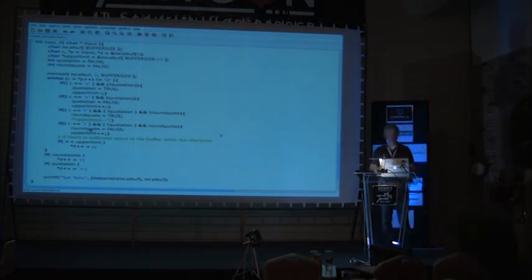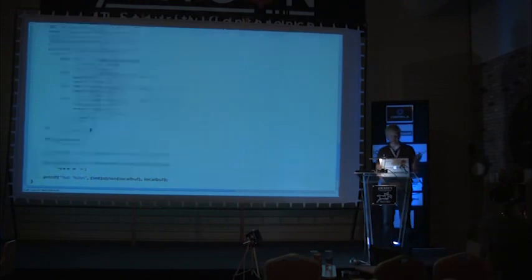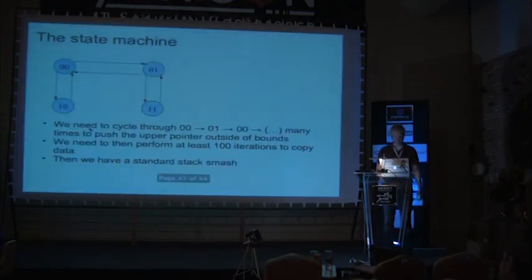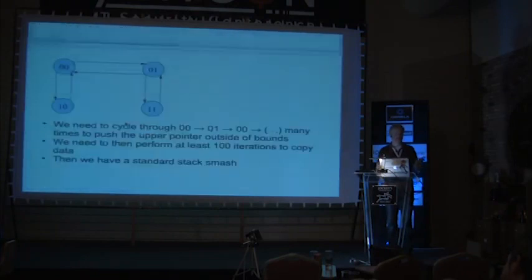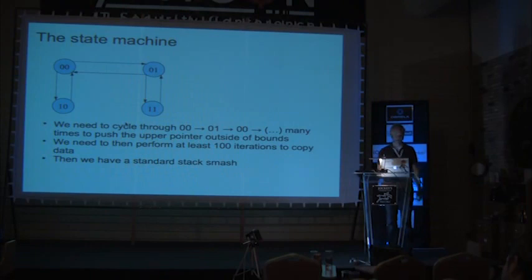Now, the trouble is that, if you plot this as a state machine, it's actually a very, very simple state machine. There's 4 states to this only. You've got 2 Boolean variables. You've got quotation and round quote, and they can either be true or false. So you've got 4 states of the state machine within that loop, and you've got these transitions. The trouble is that in order to reach the vulnerability, you need to cycle through this cycle here repeatedly, 30 or 40 times, and only then your pointer is out of bounds and the thing is vulnerable. And then we have a standard stack smash.